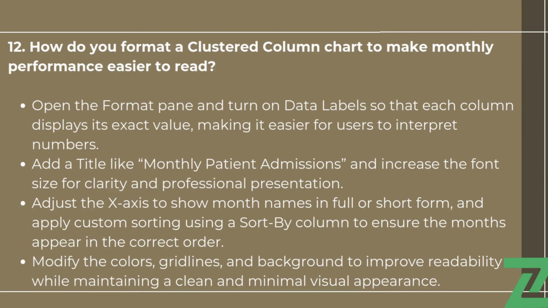12th question. How do you format a clustered column chart to make monthly performance easier to read? Open the Format pane and turn on Data Labels so that each column displays its exact value, making it easier for users to interpret numbers. Add a title like Monthly Patient Admissions and increase the font size for clarity and professional presentation.